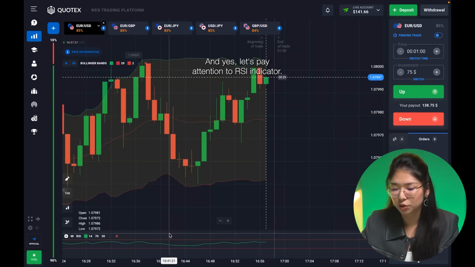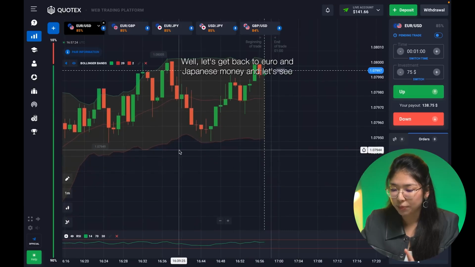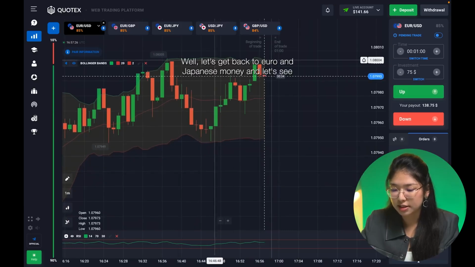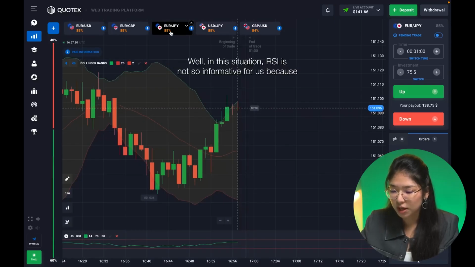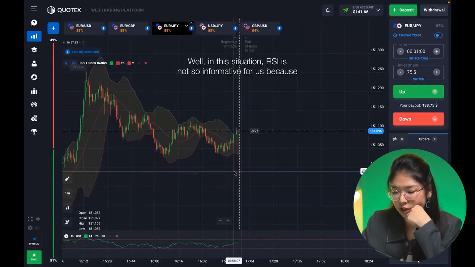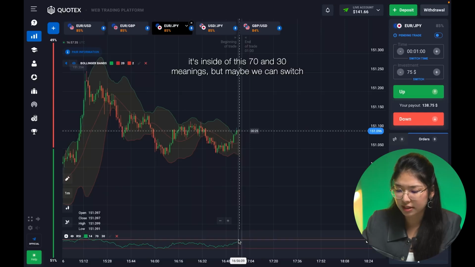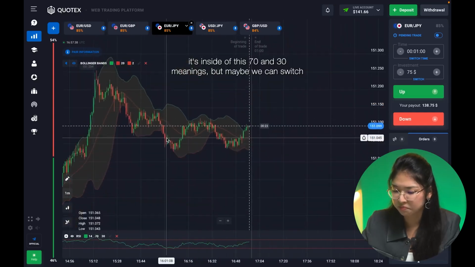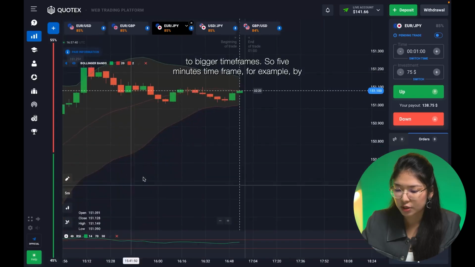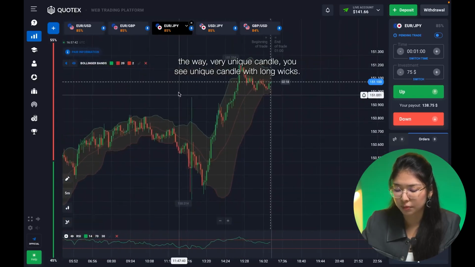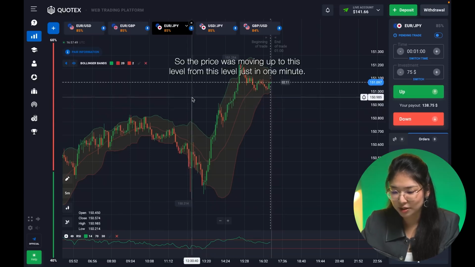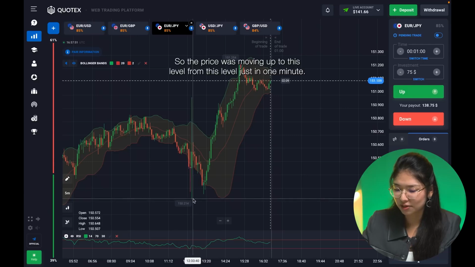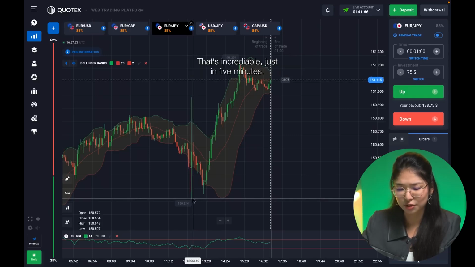And yes, let's pay attention to RSI indicator. Let's get back to euro and Japanese yen and let's see how RSI can help us in this strategy. So well, in this situation, RSI is not so informative for us because it's inside of the 17-30 minutes, but maybe we can switch to bigger time frames. So 5 minutes time frame, for example. By the way, very unique candle. You see unique candle with long wicks.